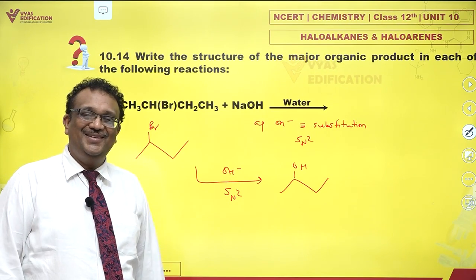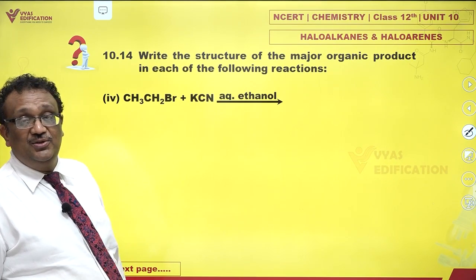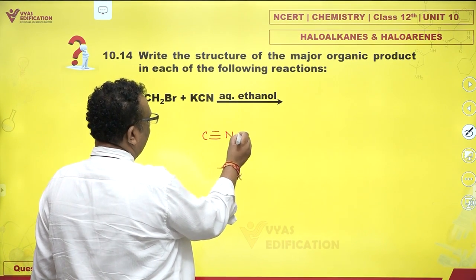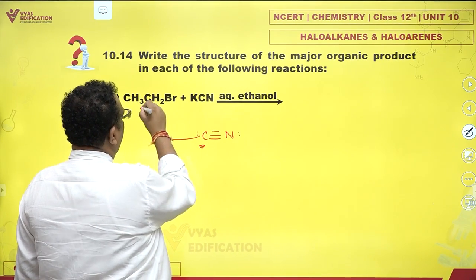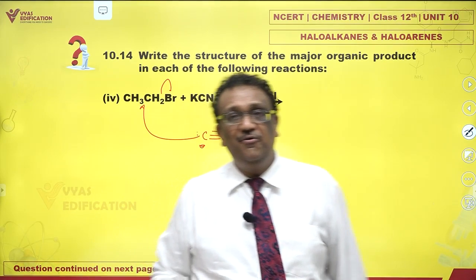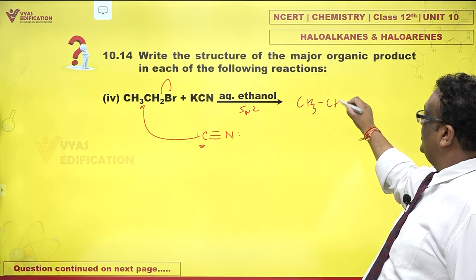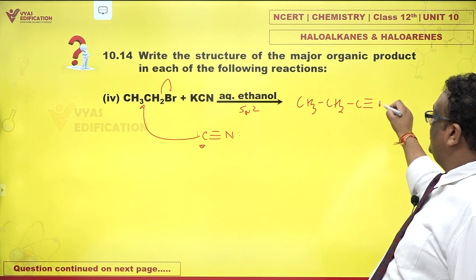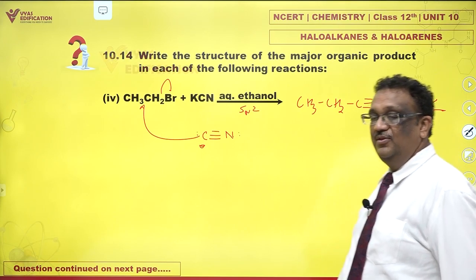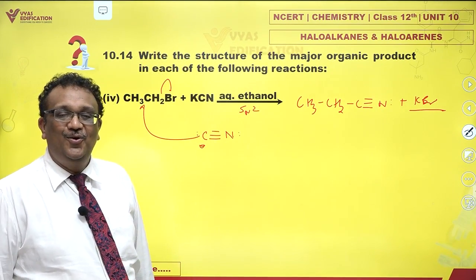As simple as that. CH3CH2Br with aqueous ethanol and potassium cyanide. Cyanide is a classic nucleophile. Attack. Beautiful and fast and quick and rapid SN2 reaction. And you get CH3CH2CN. This is the reaction which is going to happen easily, happily, and quickly.